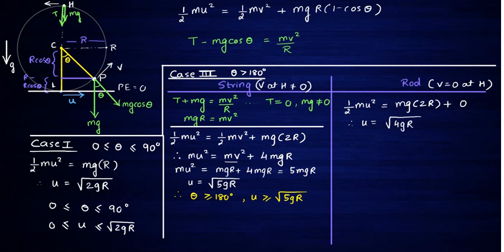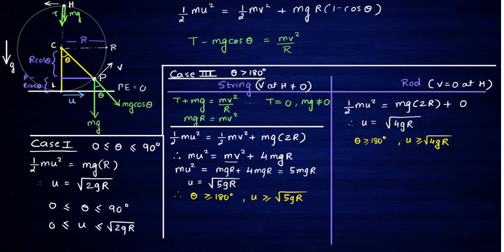4gr. So herein you get the analysis that in case of a rod, which can withstand compressive as well as extensive tension, if you want theta to be greater than or equal to 180 degree, then you will have to give a horizontal velocity u at the bottommost point, greater than or equal to under root of 4gr.